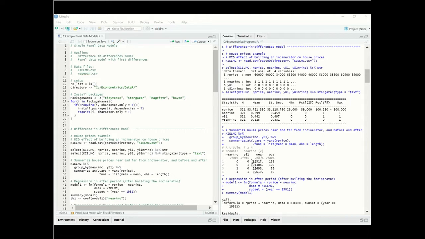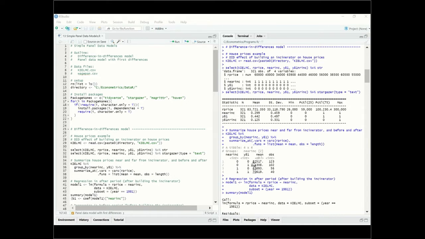So what we can visually inspect here is the first period in comparison to the second period. We see that house prices are increasing both for those near the incinerator and not near the incinerator, in the before and after period. And we also see that house prices, if they're near the incinerator in the after period, are lower than if they're not near the incinerator.